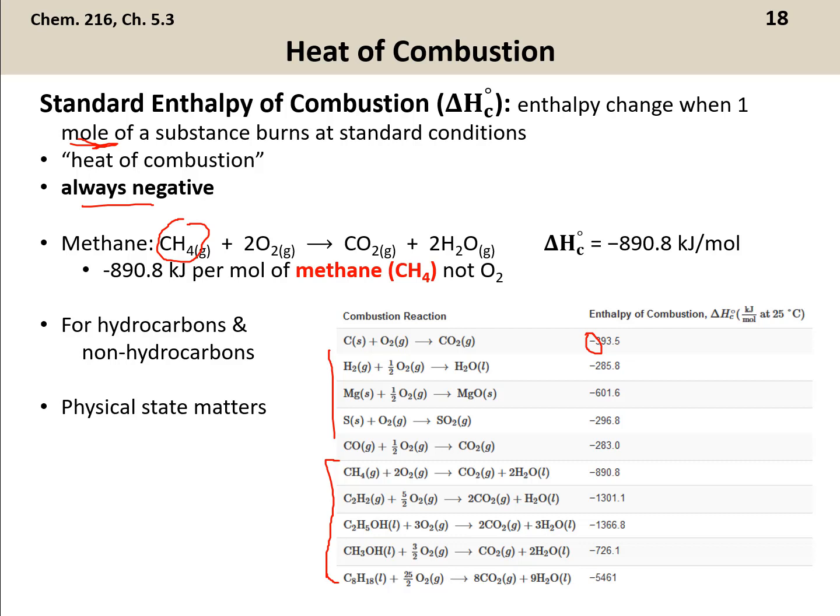substance. So what that means is, look at this one in the front. There's never any exponent here. So this is always per 1. So it's okay to have that fraction on everything else because we only want it per 1 mole of whatever we're burning. So let's use a heat of combustion in a problem.